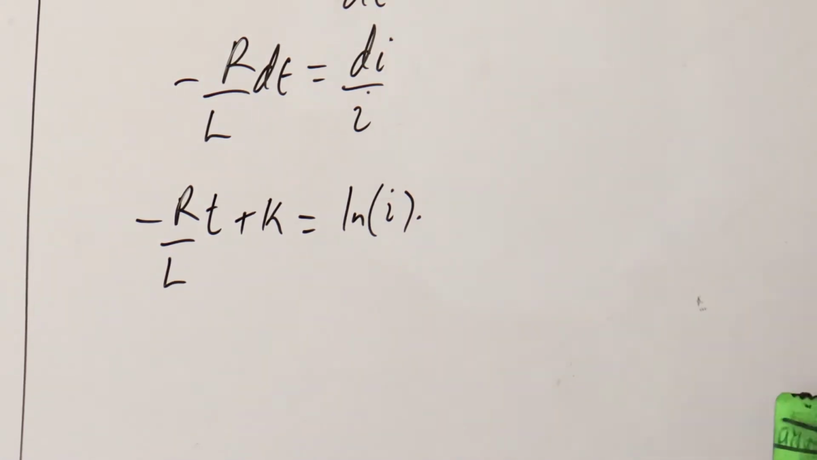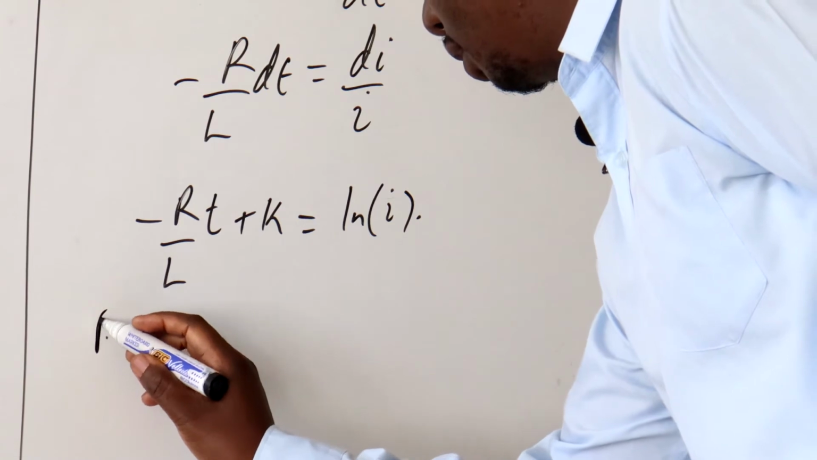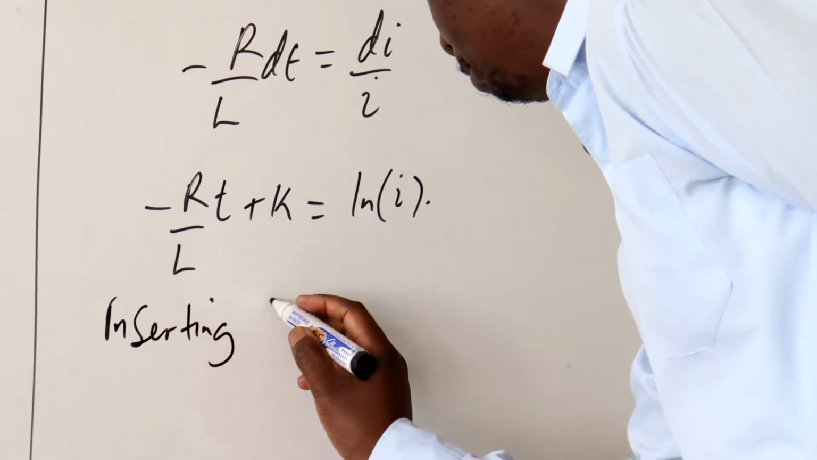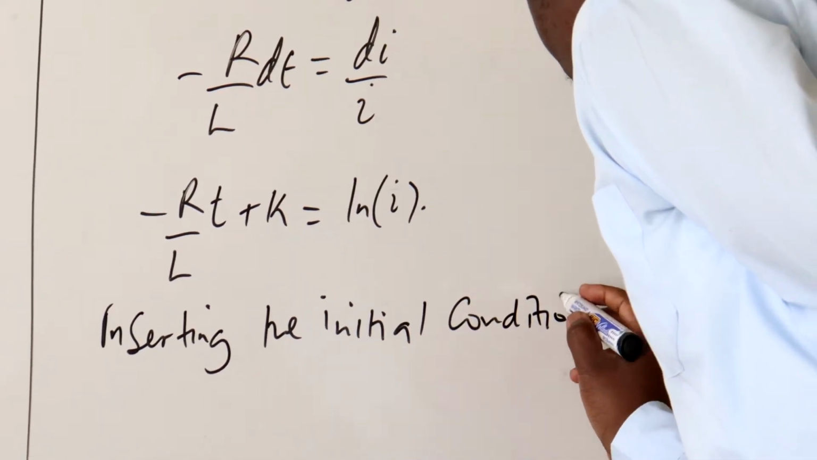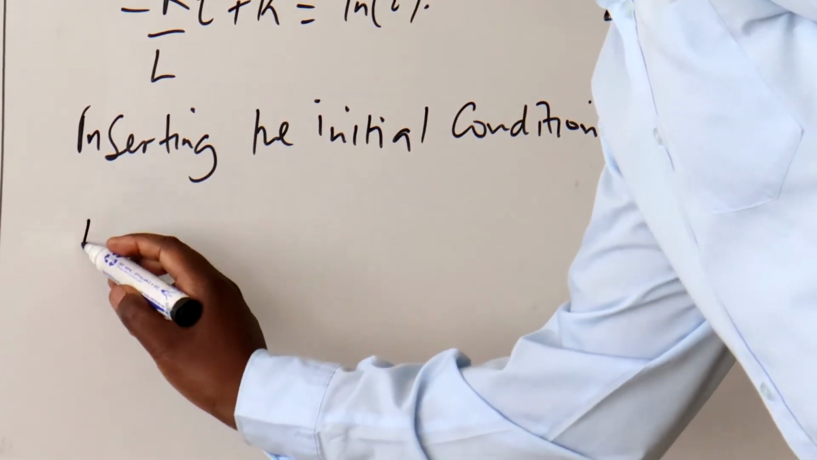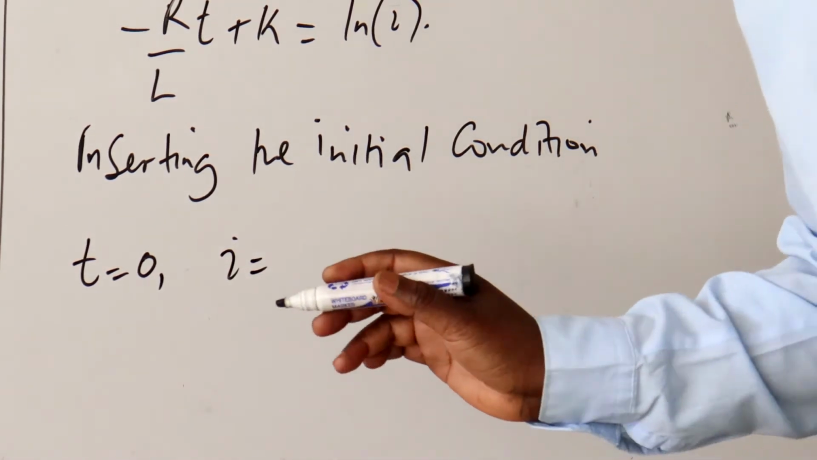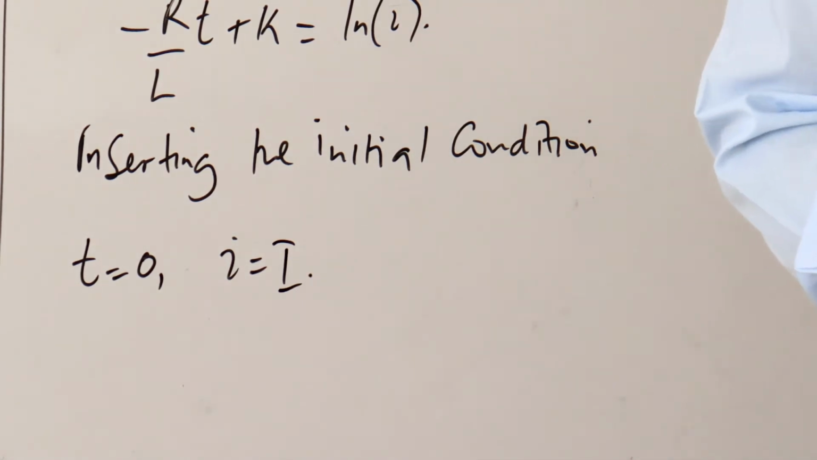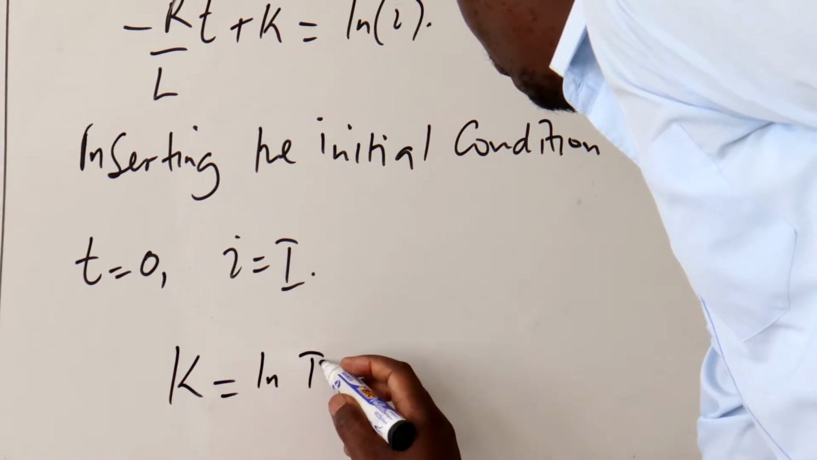Then we are supposed to replace now the initial conditions. Inserting the initial conditions, t equals 0 and I equals capital I. Insert this, then we shall have K being equal to ln of I.